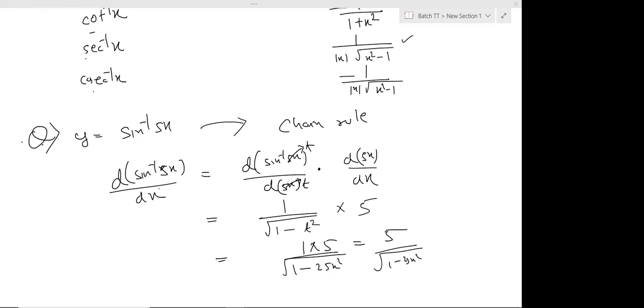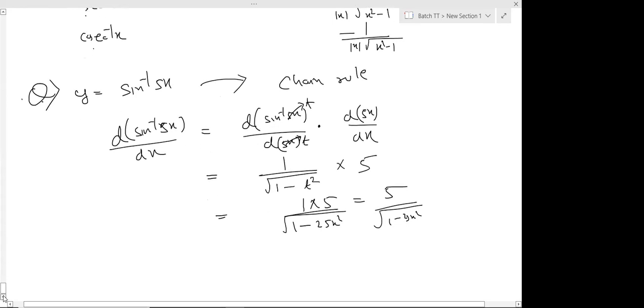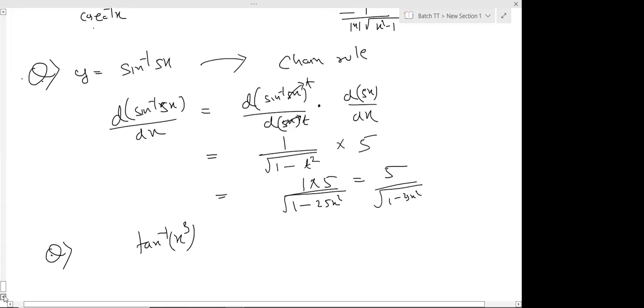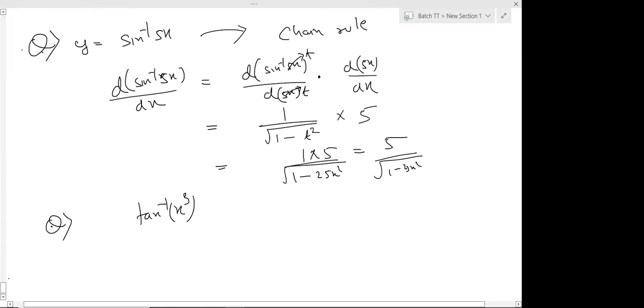Done, sir. All right, please solve this question: tan inverse x cube. I'll give you 2 minutes for this. Again, don't skip any steps.